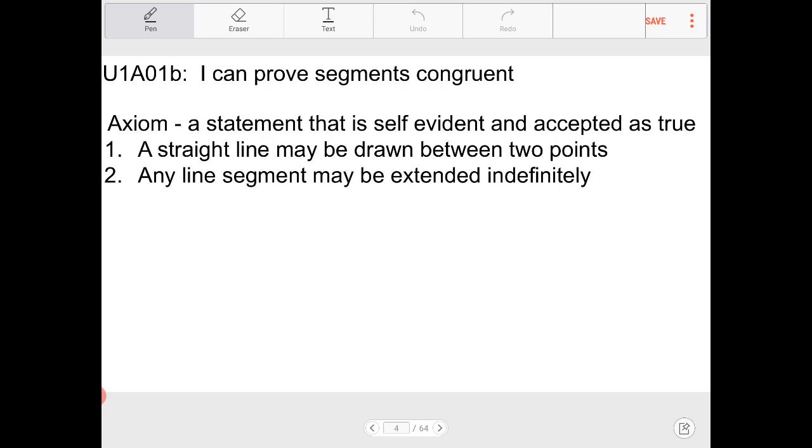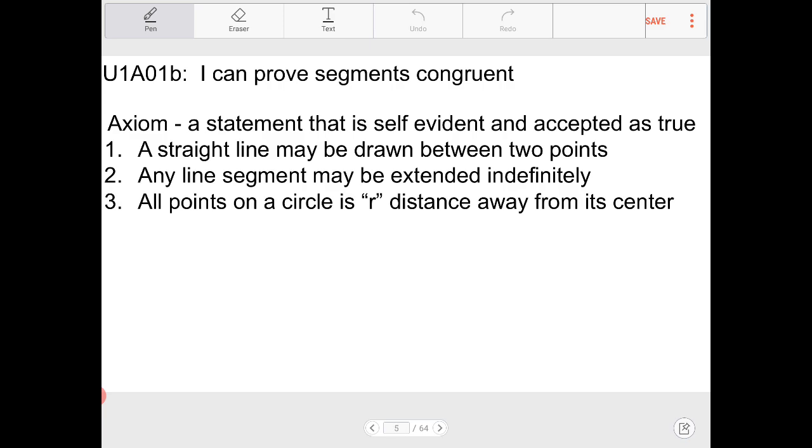The second axiom that geometry is built off of is any line segment may be extended indefinitely. So if you have a line segment, meaning you have the 2 points there and you draw that line between them, you can extend that line segment in either direction, going on forever. Again, we don't give it much thought.